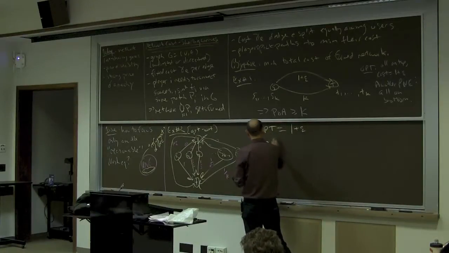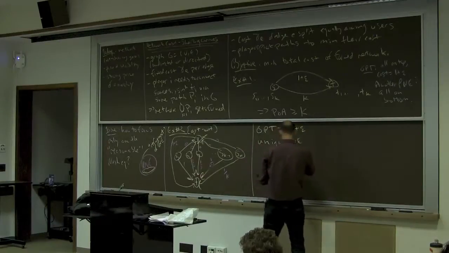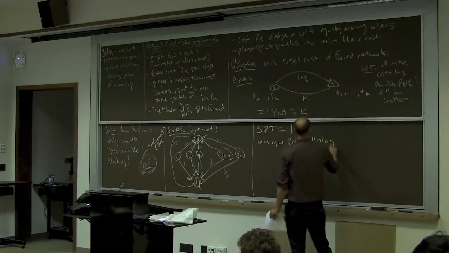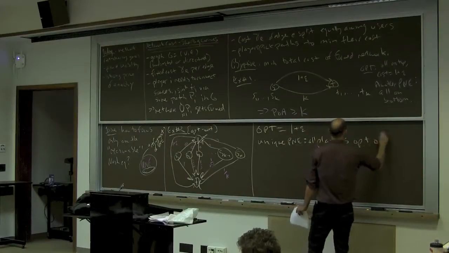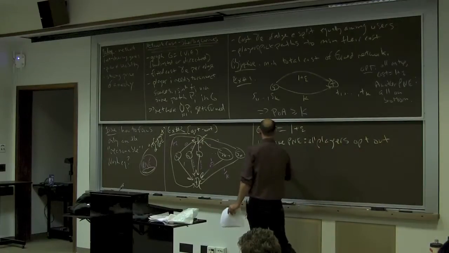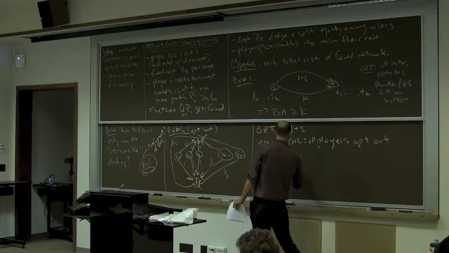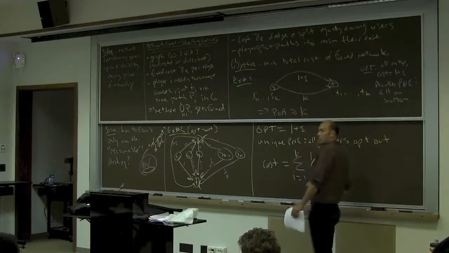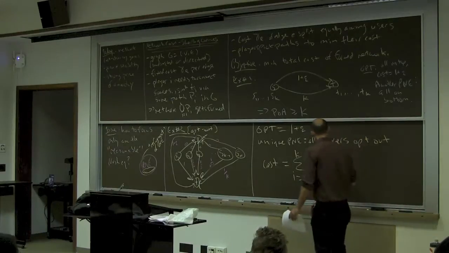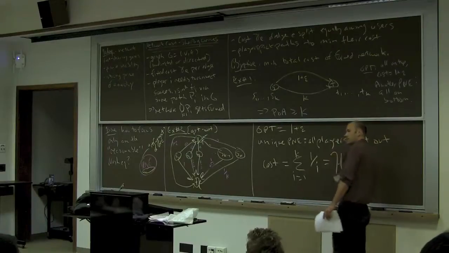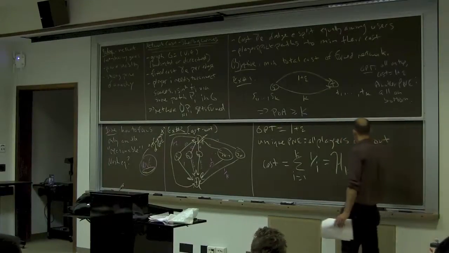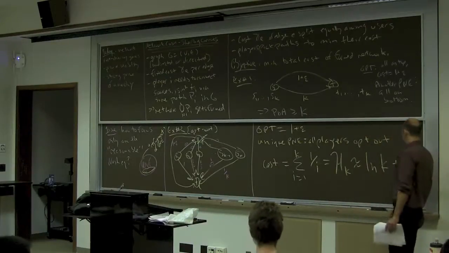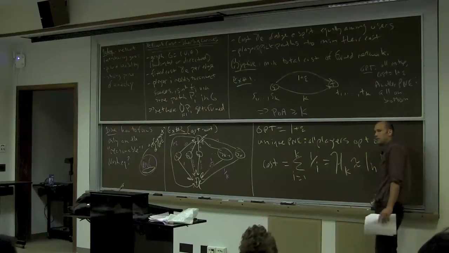So, the unique pure strategy Nash equilibrium: all players opt out. So the cost is the sum of everybody's opt-out options. So that's just the sum of i equals 1 to k of 1 over i. I'm going to use the notation script H sub k for this, the kth harmonic number. This is essentially the natural log of k plus a constant known as Euler's constant, which is less than 1.